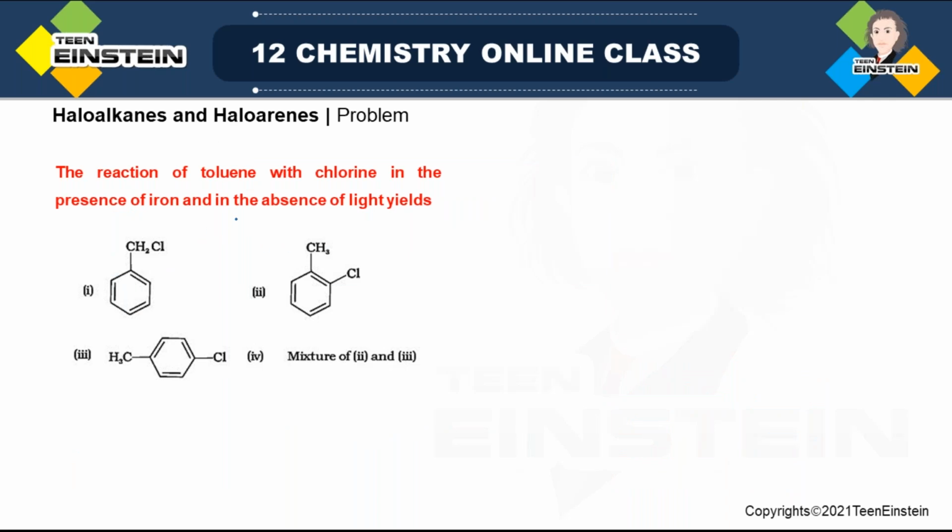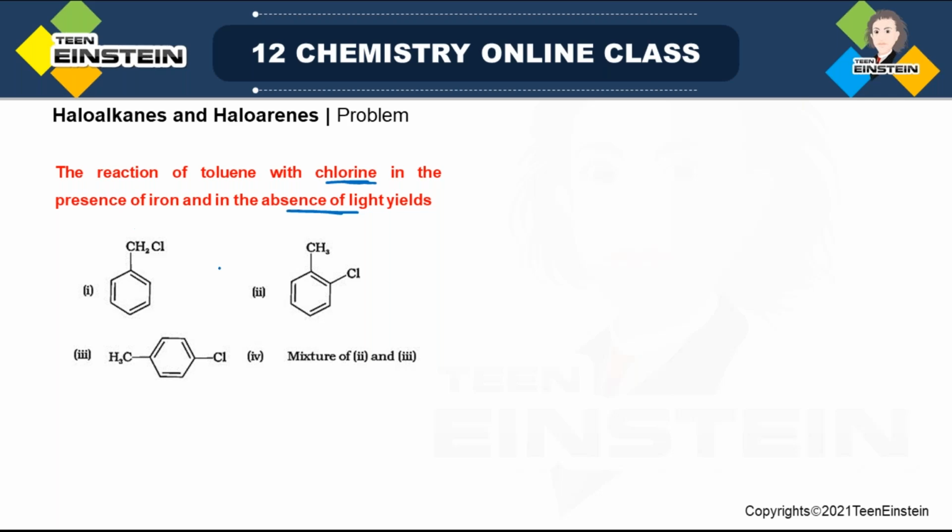The problem is saying that the reaction of toluene with chlorine in presence of iron and absence of light, because it depends whether you are using chlorine in absence of light or in presence of light. Toluene is having a methyl group attached to benzene. That means there is both aromatic hydrogen as well as aliphatic hydrogen. Now, if you are using chlorine in presence of light, there will be replacement of aliphatic hydrogen by chlorine.